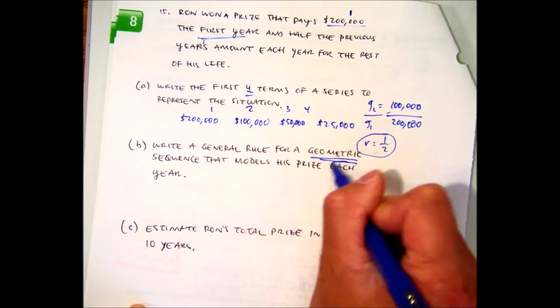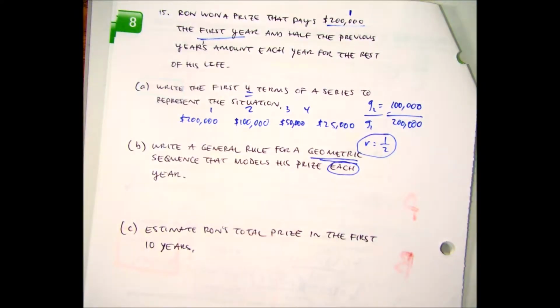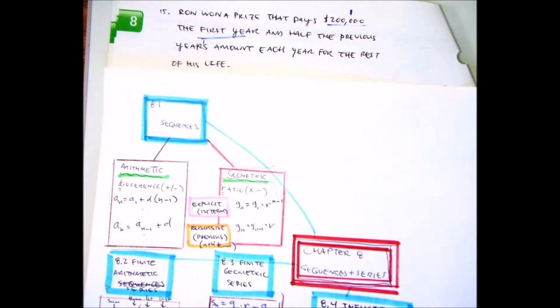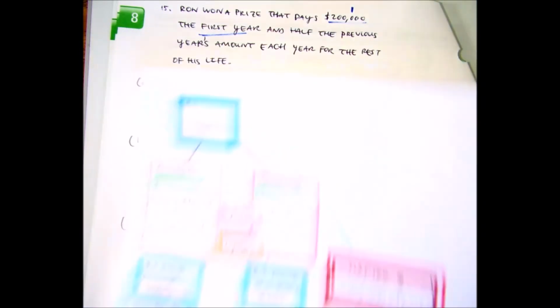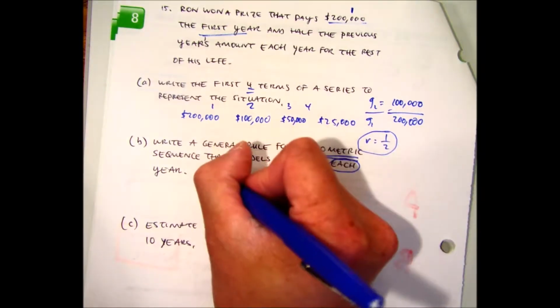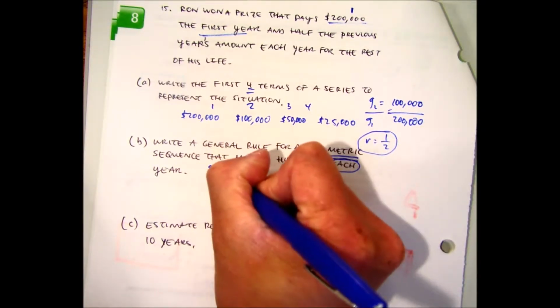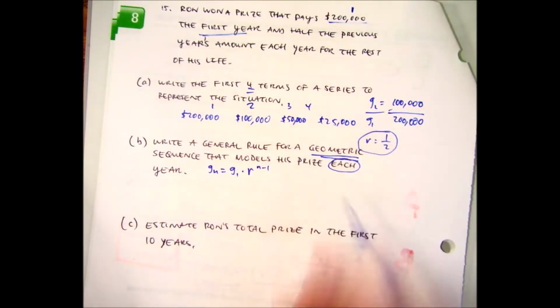Write a general rule for a geometric sequence that models his prize each year. So I'm going to circle that word, each. And if you're using your map with all your formulas, I'm looking for, well, they gave me the first term, and I have the ratio, and I can figure out an n value, right? So I'm going to write down that formula. Geometric explicit. Gn equals g1 times r to the n minus 1.